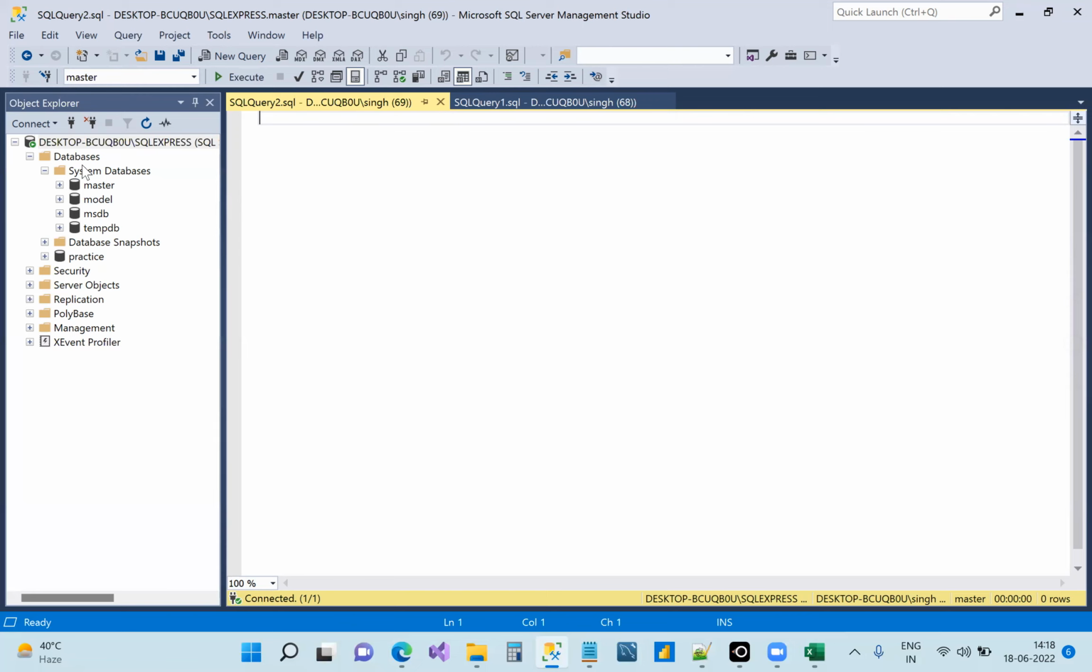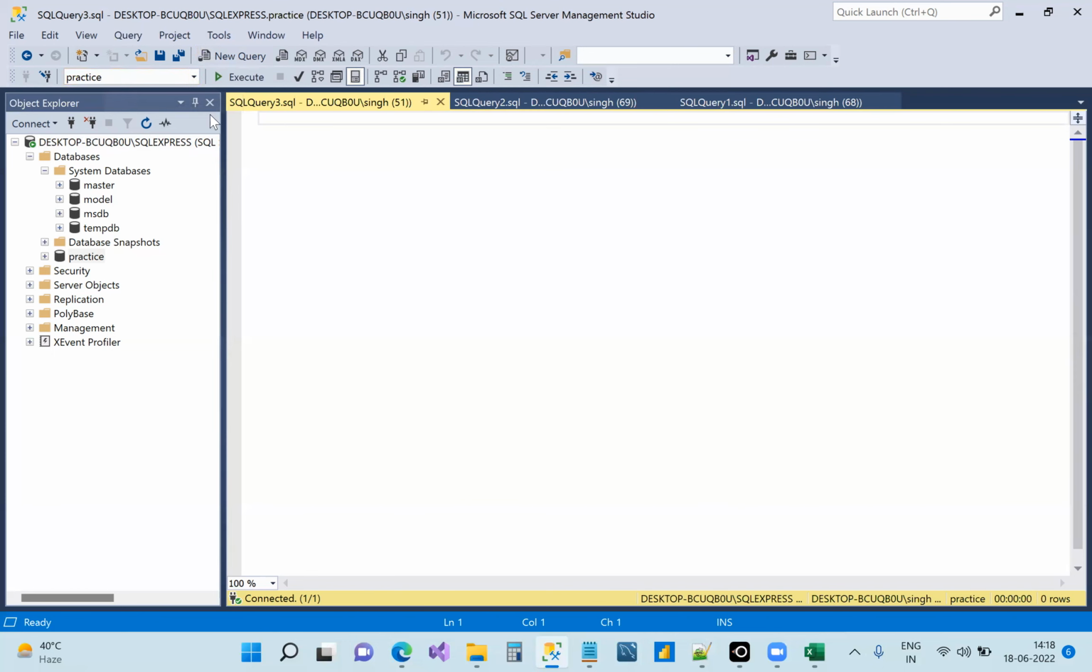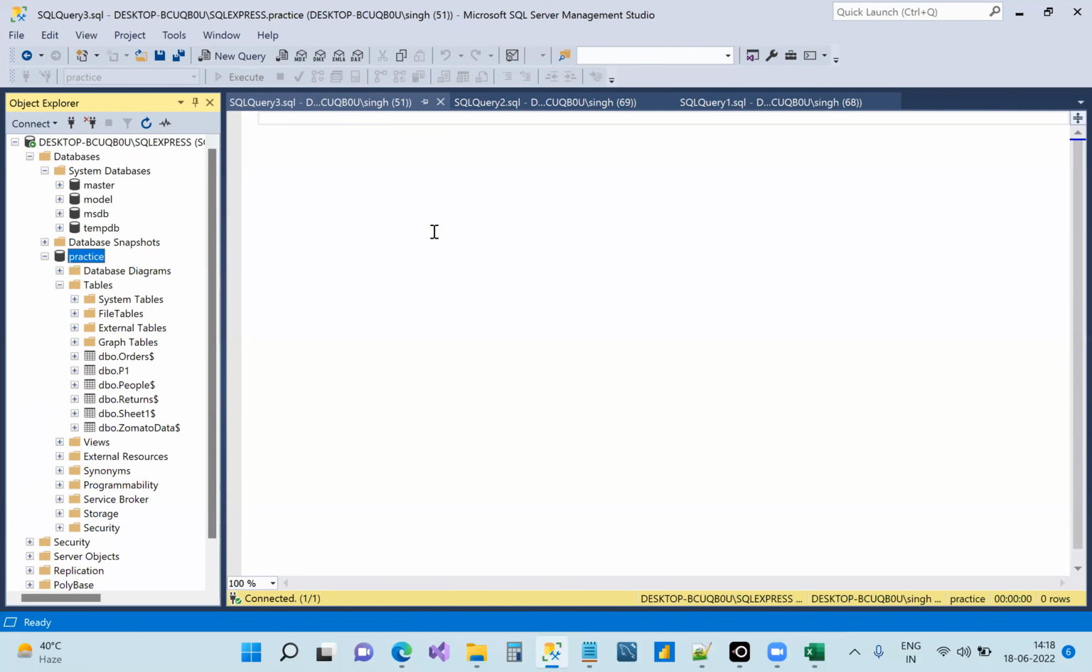Are these by default databases like master, model, MSDB? By default, it chooses master. We'll have to select. Suppose I have made this practice database. If I choose practice and do New Query, then it shows practice. Now when I write my query over here, I can only write queries for those tables which are already in this database. If I expand this, it will show me the tables. See, you can see the tables. So I can work on these tables in this query.